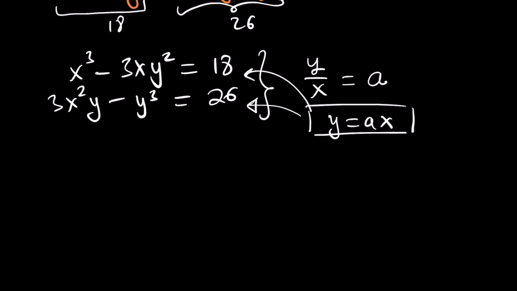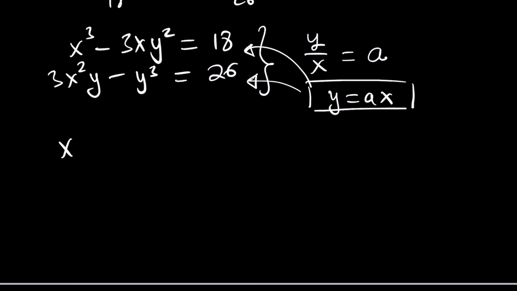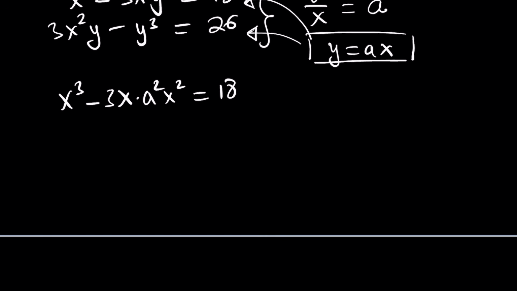Now let's go ahead and substitute y equals ax into both of these equations and see what it does. Replacing y with ax gives you a squared x squared equals 18. And then here it's 3x squared multiplied by y, which is ax, minus y cubed, which is a cubed x cubed. And that's equal to 26.